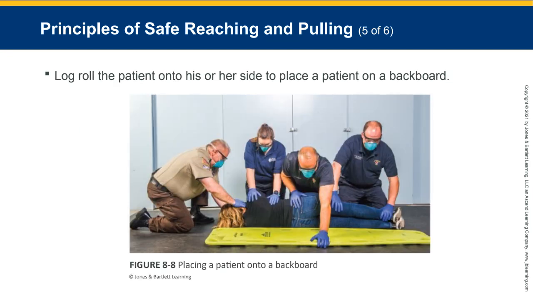Now, the log roll. To log roll the patient onto his or her side to place a patient on a backboard, I've mentioned this before. If you are considering using a spine board, the minimum is 4 persons. It can be more, but it shouldn't be less than 4, especially if you have a patient with some size on them.